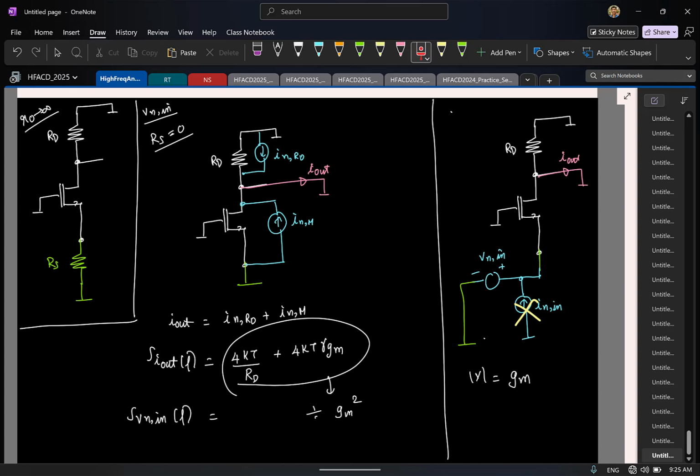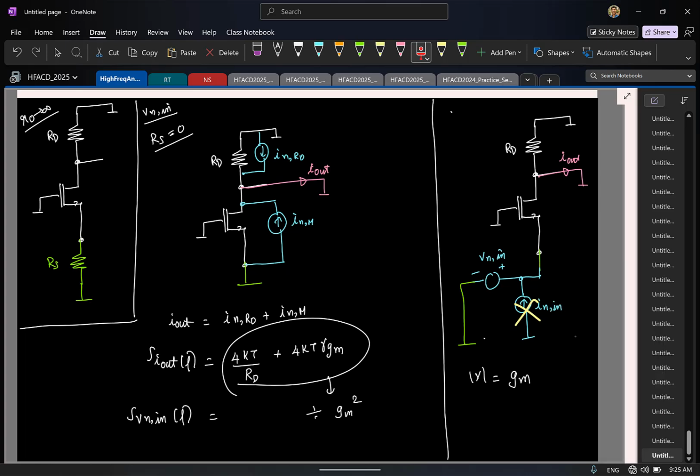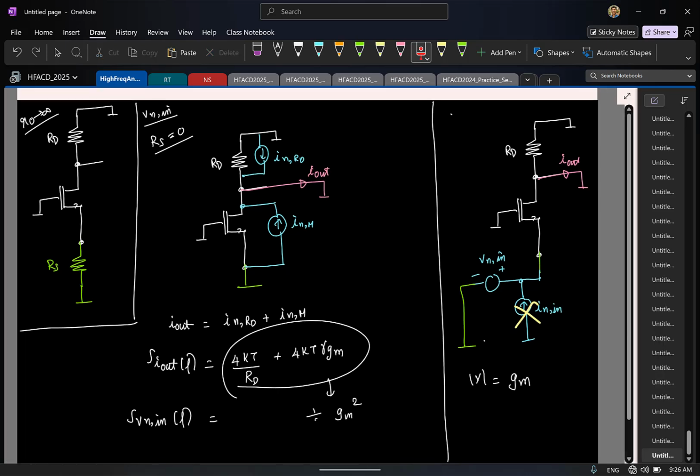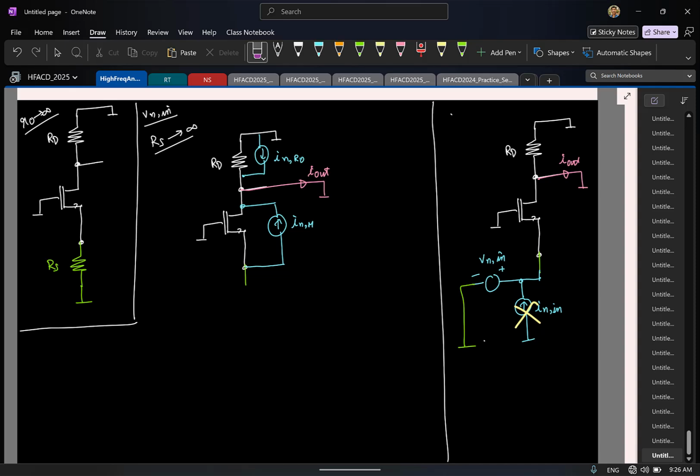So the job is only half done because we have only computed the input referred noise voltage. We also need to do noise current. So what will I do to find the noise current? I will make Rs to be what value? Infinity. So let me erase all this. If I make Rs infinity, at the input side it's open circuit. So here it is open. Rs is infinity, so same I will do here also. I will open this.